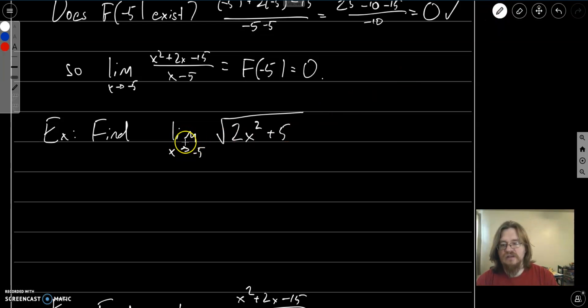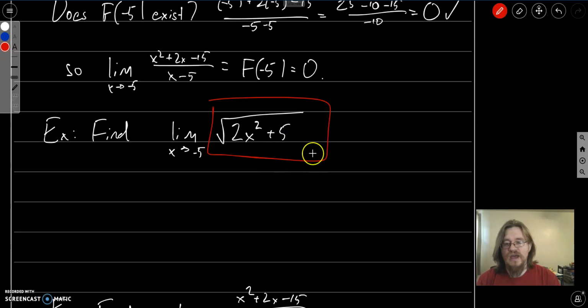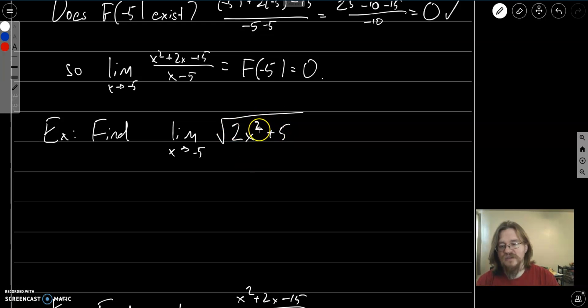Now let's do this for another function as well. Let's say that I want to take the limit as x approaches -5 of the square root of 2x squared plus 5. This is not a rational function. This is not a polynomial divided by a polynomial. If we have the square root of something, what we have is not a polynomial, let alone a rational function.